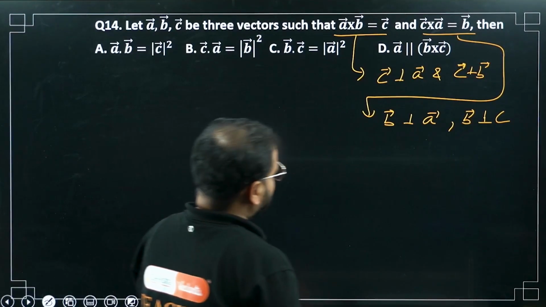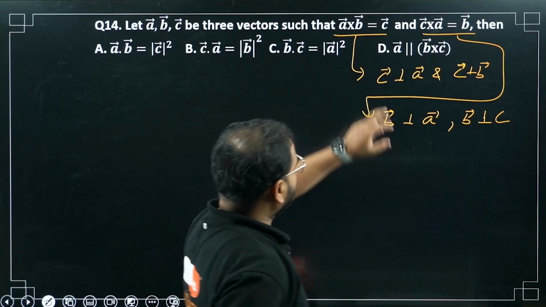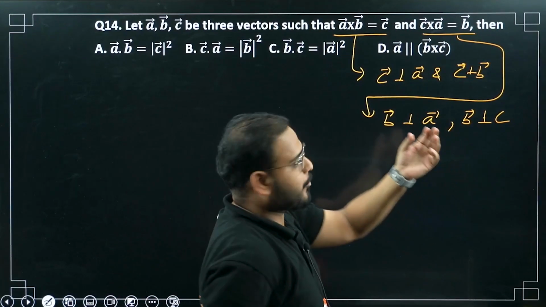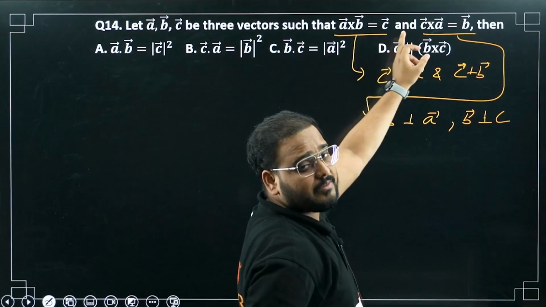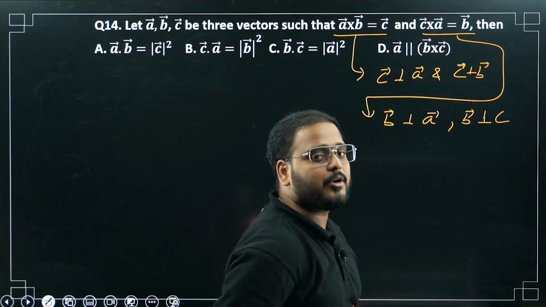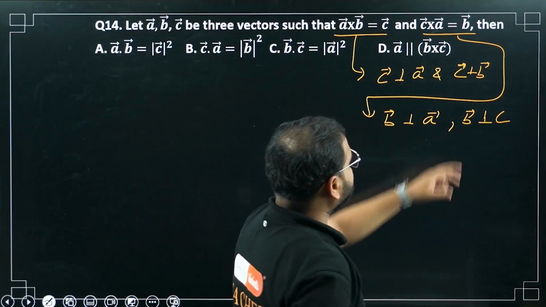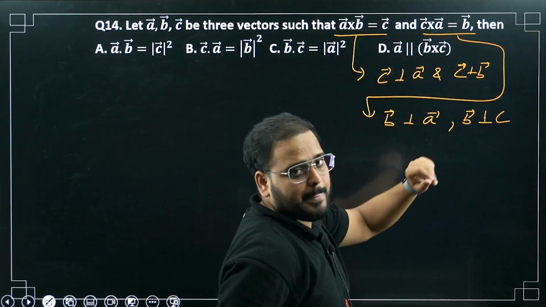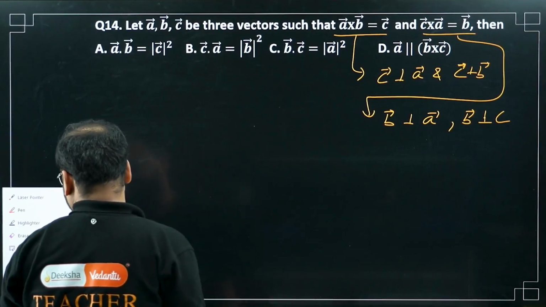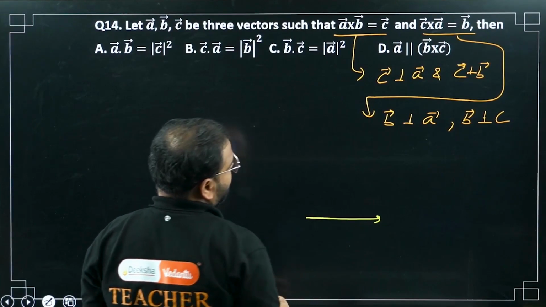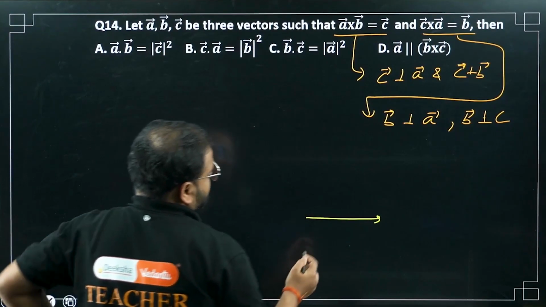Excuse me, have a look. Which property is being used over here? The property of vector product. A cross B, the resulting vector will be perpendicular to both the vectors. Same over here, C cross A will be a vector perpendicular to both C and A. So B is perpendicular to C and A, and C is perpendicular to A and B. Which is the case here? Have a look. B, if I take like this, let's say, or maybe like this.